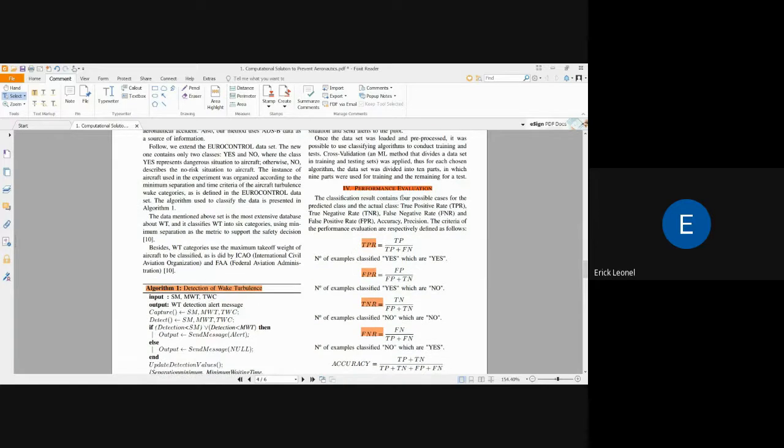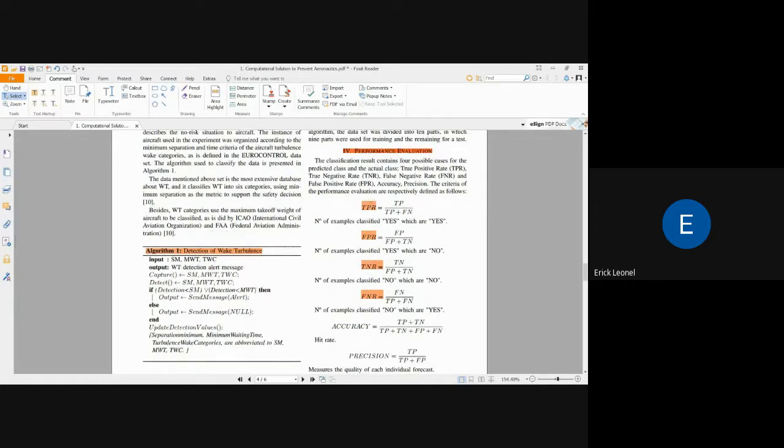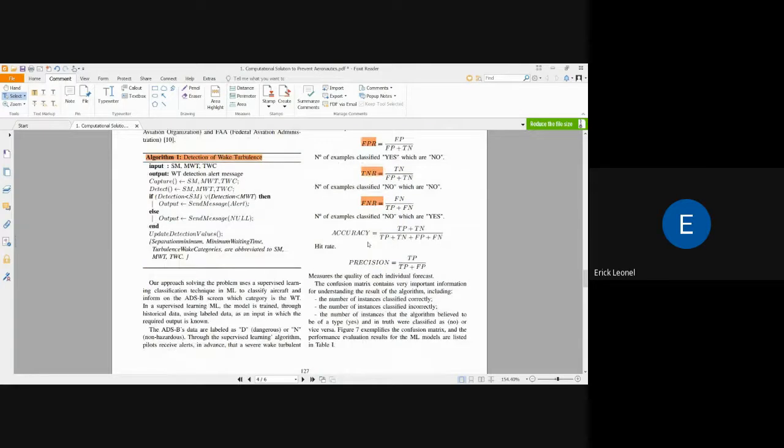Regarding performance evaluation, we can say that the classification result contains four possible cases, as we see here for the predicted class and the actual class: true positive rate, false negative rate, false positive rate, true negative rate.